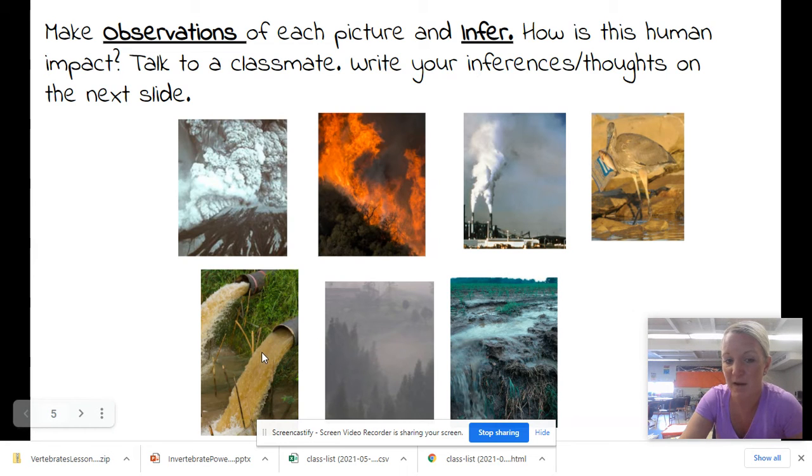Then we have picture 5 here. It looks like very brown, polluted, dirty water. Picture 6 is fog, lots of fog, or if it's really bad, smog. The last picture is erosion, meaning the wearing away of the land.